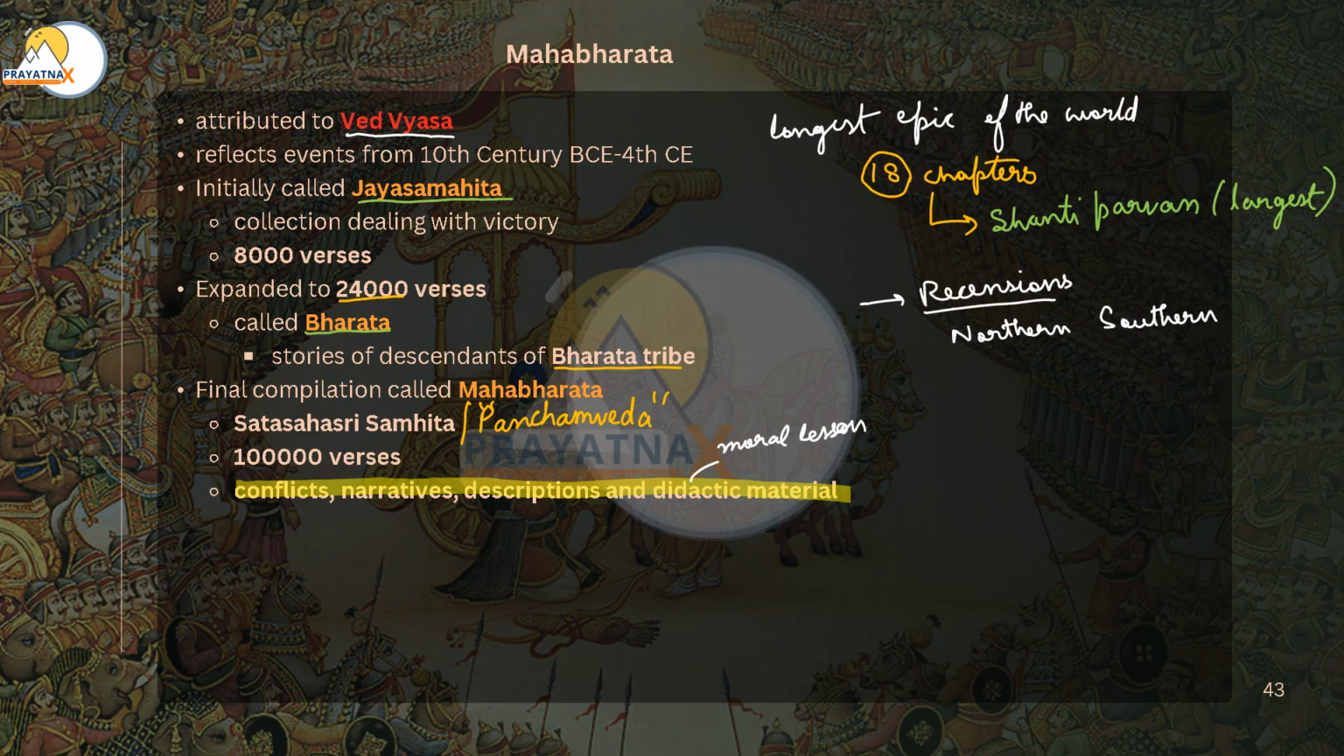Now, the core story of Mahabharata revolves around two cousins. These were Kauravas and Pandavas. Now, what happened was a great war was fought between them. Now, it was fought at Kurukshetra.